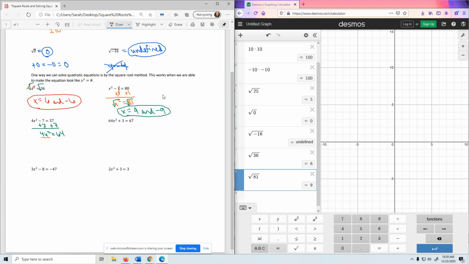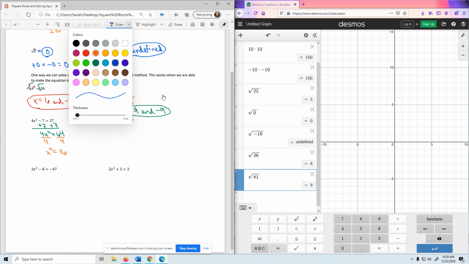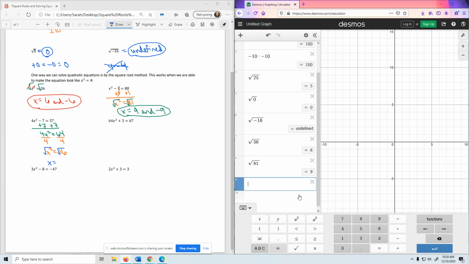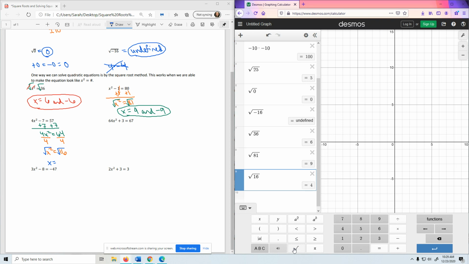Now I'm going to divide to undo the number in front of x squared. 64 divided by 4 is 16. I'm almost done. The last thing I need to do is take the square root of both sides. Square root of x squared is just x. Square root of 16, you might know that off the top of your head. If not, use Desmos, no shame there. We get 4. And so really x equals +4 and -4.